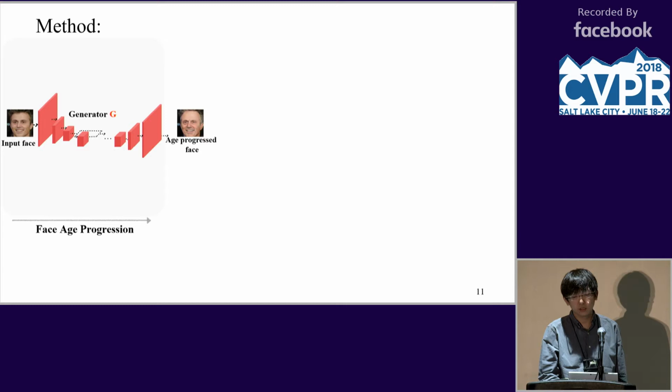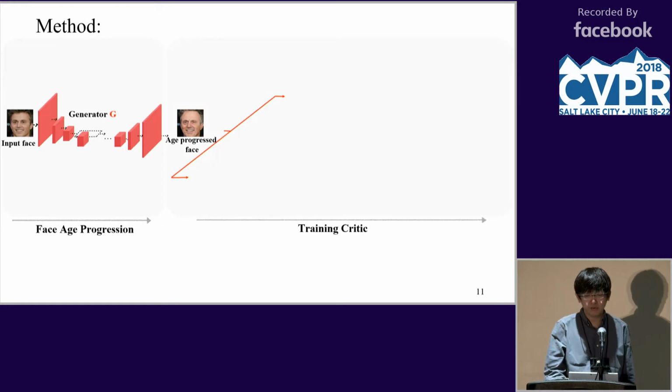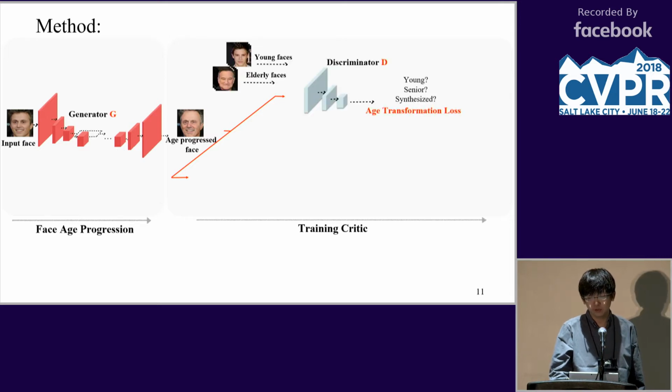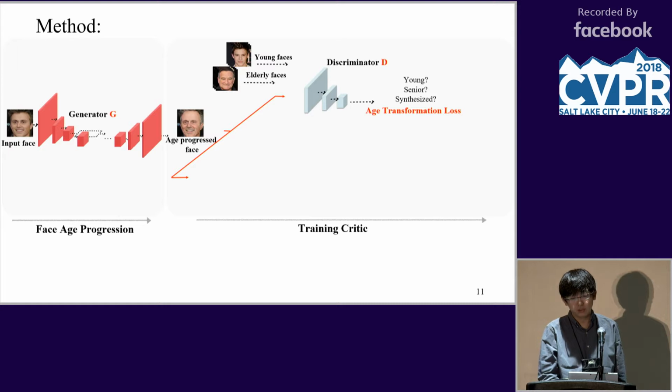Specifically, in the generator, we have a traditional encoder and decoder structure to achieve aging effects while simultaneously keeping person-specific information. Now, a compound critic is employed. The first part is the age transformation loss, where both the actual young faces and the generated old faces are regarded as negative samples, while the true old faces are positive samples.